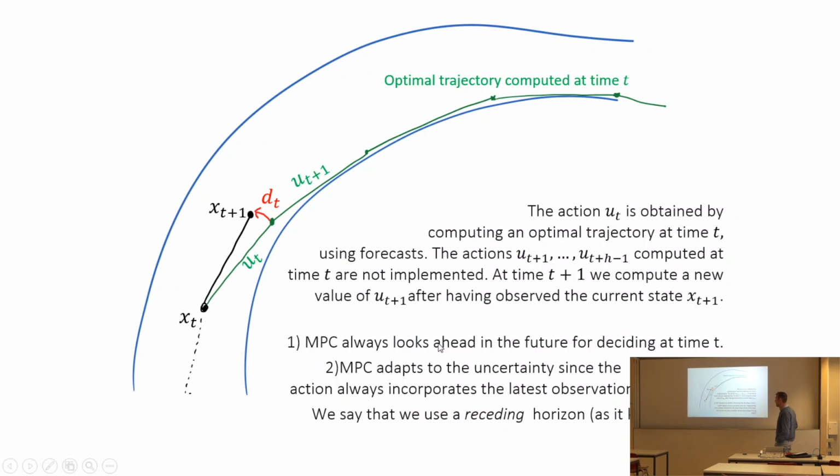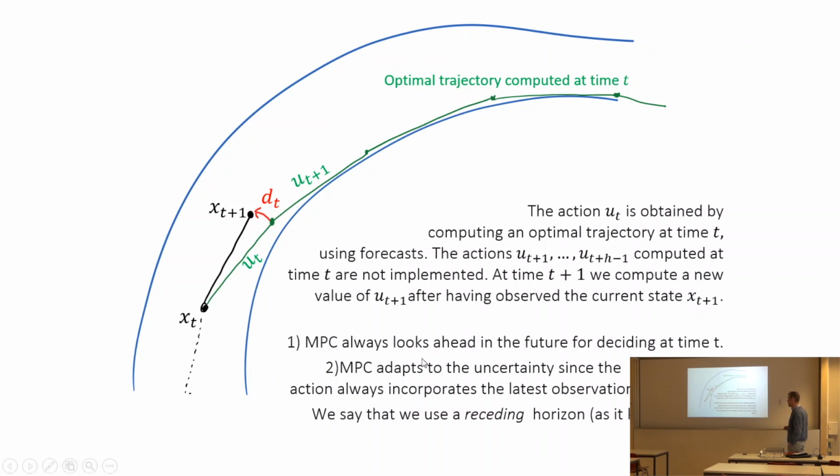So MPC always looks ahead in the future for deciding what to do at time t. That's the very strong thing of MPC. If you think about our house, we need to look ahead and have an idea what is likely to happen in many, many hours from now in order to decide whether to heat now or not. If we know the price of electricity will be very cheap in 1 hour, perhaps it's better to not heat now and let the temperature drop a bit and heat a bit later.